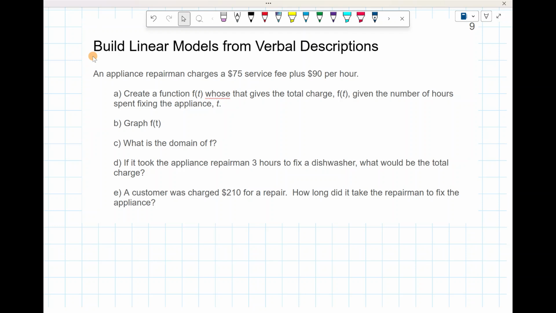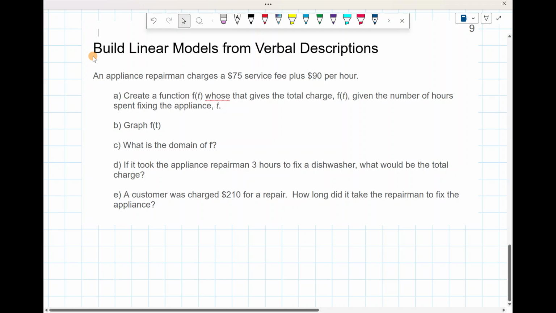In this scenario, an appliance repairman charges a $75 service fee plus $90 an hour. In other words, this repairman will charge you $75 just to show up at his door, and then on top of that, he will charge you $90 for every hour. So let's create a function f of t that gives the total charge f of t given the number of hours spent fixing the appliance.